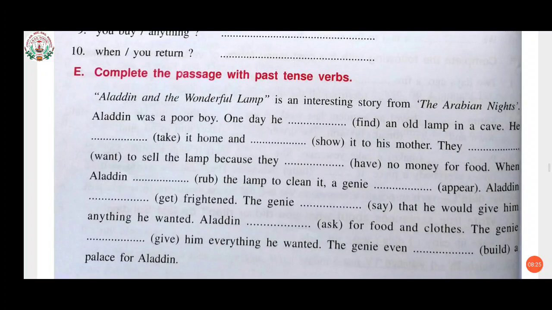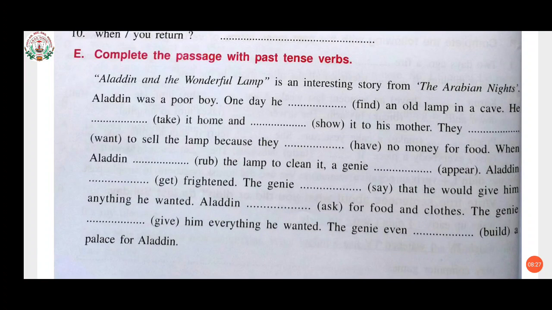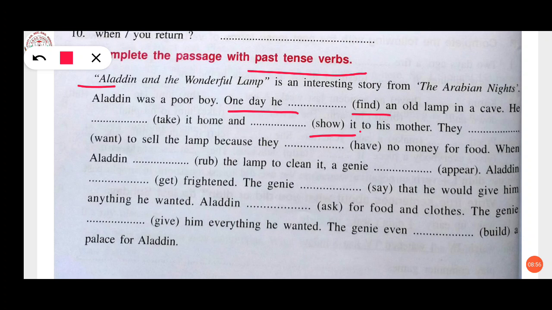And come to the next one, that is E. In E1, what is given? Aladdin and the Wonderful Lamp. We have to complete this passage with past tense verbs, and you can see in the bracket that verbs are given, and we have to change that verb into past tense. So Aladdin and the Wonderful Lamp is an interesting story from the Arabian Nights. Aladdin was a poor boy. One day he found an old lamp in a cave.